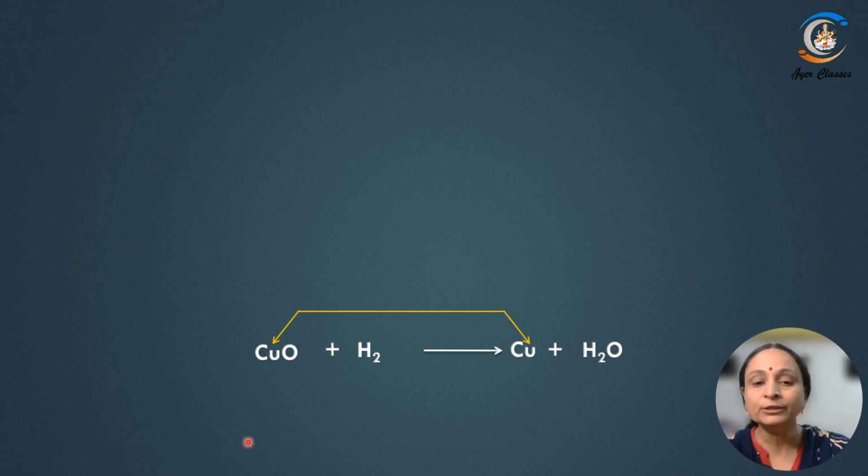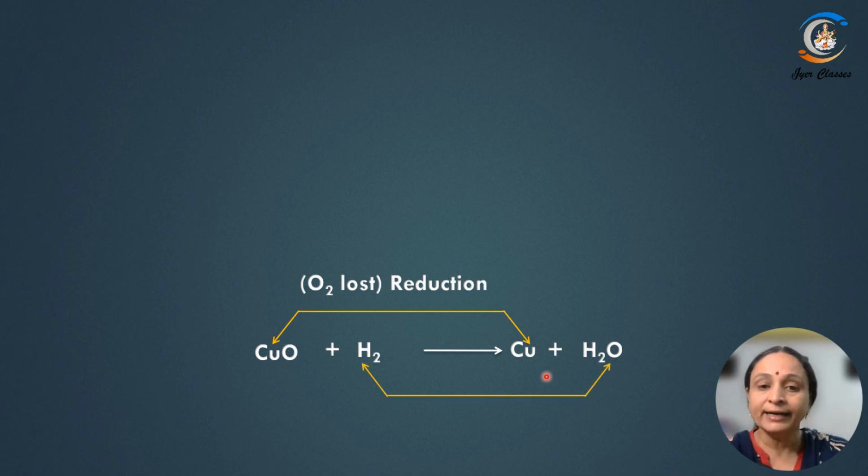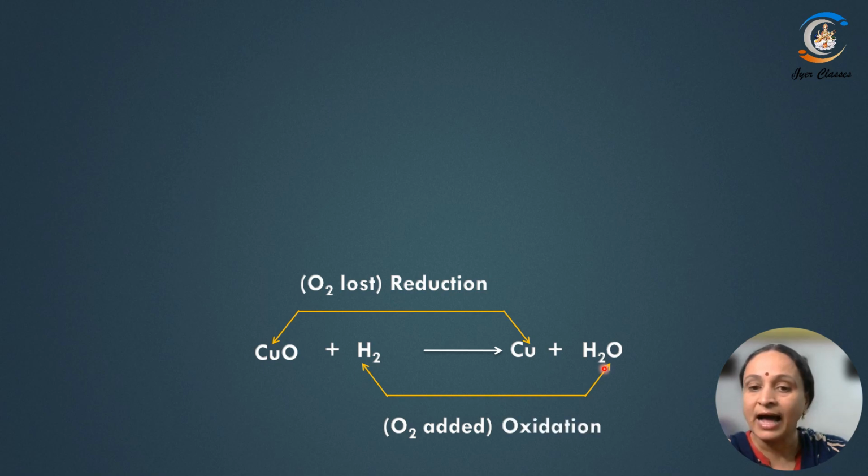Now what has happened to this copper oxide? From this copper oxide, oxygen is removed and it has become copper. Right? So that means the reduction has taken place, oxygen is removed. So this is called the reduction, right? Now what happens to the hydrogen? The hydrogen has gained oxygen which is lost by the copper oxide. So here the oxidation has taken place. So oxygen is added. So it is called the oxidation reaction.